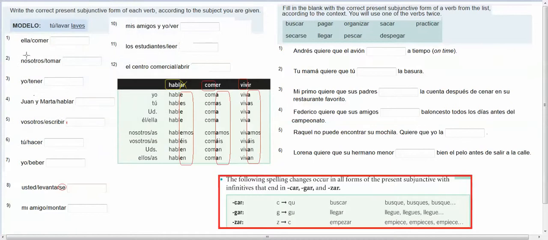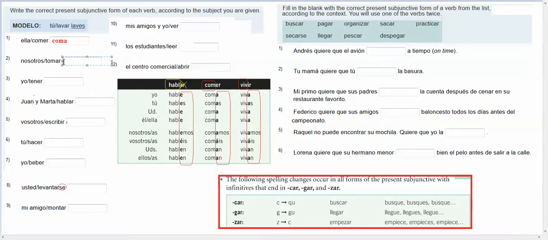Okay, so here I've got ella comer. If I want to turn it into the subjunctive, I'm going to write com, okay? I'm going to get rid of my ER, but I know it's an ER verb, so I'm going to be looking in this chart. I'm going to go down here to ella, go across, and what I'm supposed to add is an A, so I say coma.